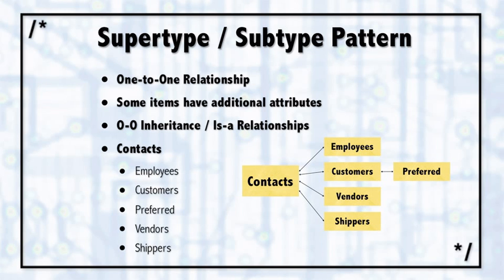So the Supertype Subtype pattern is used to solve that dilemma, allowing you to put all of the contacts together in the one contact table with their common attributes and then break out the specific attributes into a separate table for specific employees, customers, vendors, and shippers. To select the data then to see all the information about an employee, you would have to join between contacts and employees.